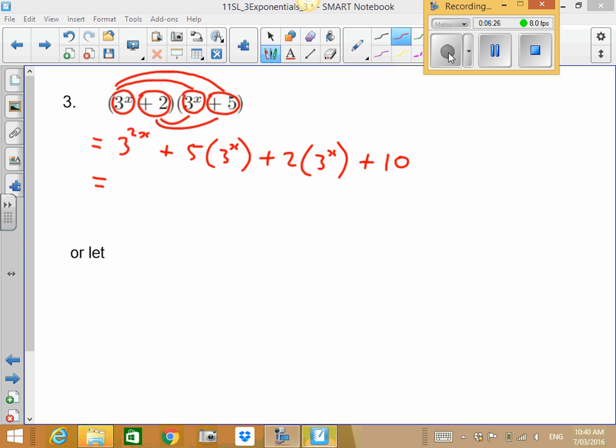We can simplify this by writing 3 to the power of 2x. Now 5 lots of 3 to the x plus 2 lots of 3 to the x is 7 lots of 3 to the x. And then plus 10. We could also write this as 9 to the power of x plus 7 lots of 3 to the x plus 10.